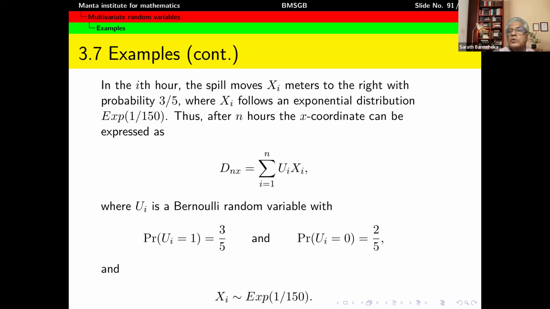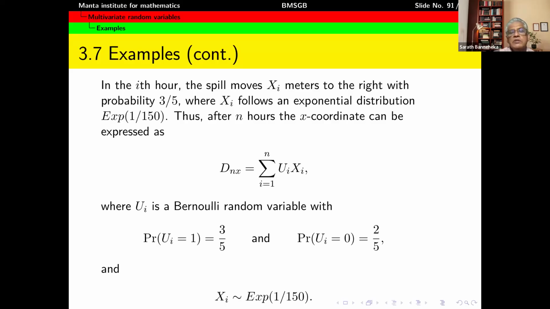Right. So we will go similar to the previous one, except now the movements are exponentially distributed, right? Either an exponentially distributed amount or zero. Right? In the ith hour, the spill moves xi meters to the right with probability 3 over 5, where xi follows an exponential distribution with rate 1 over 150. Similarly, it moves yi meters, we will consider that later, in the y direction with probability half, where yi follows an exponential distribution with rate 1 over 100. So that's the question. Those are the information that we have.